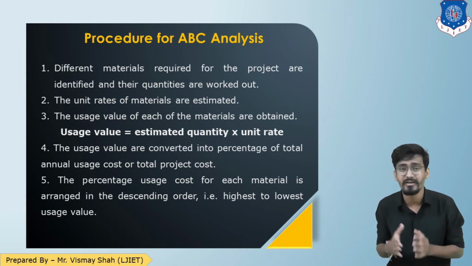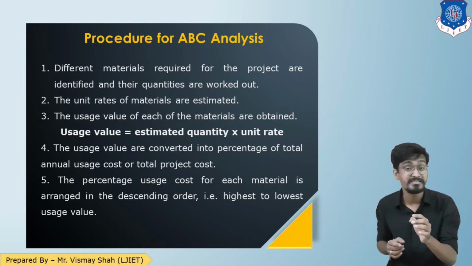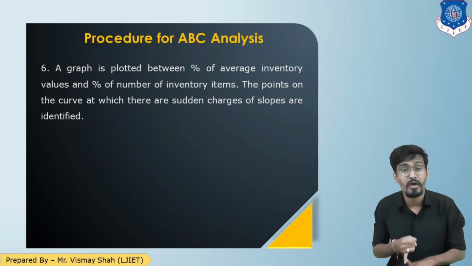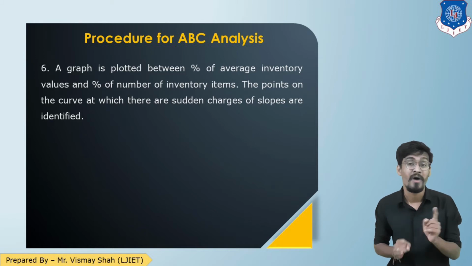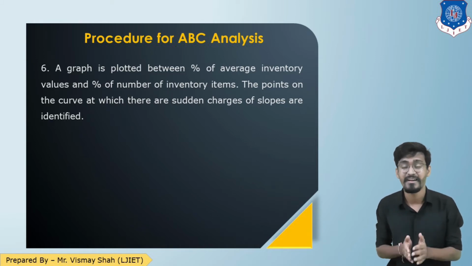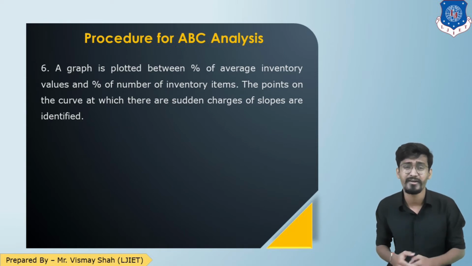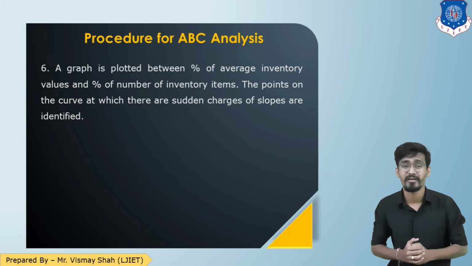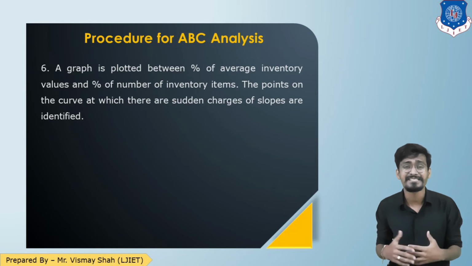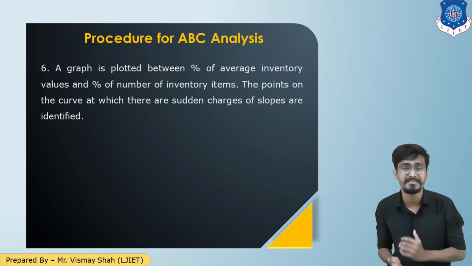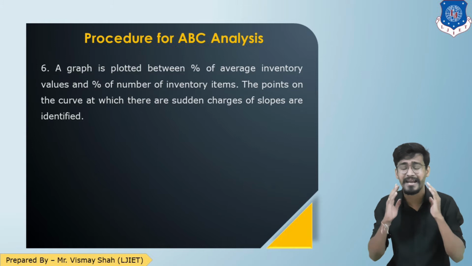and then students, you need to plot the graph between percentage of annual usage cost versus percentage of number of inventory items. Y versus X: percentage of average inventory value versus percentage of number of inventory items. So that is your process for ABC analysis. Now let us see some data and perform ABC analysis on that data so that we can have the idea.